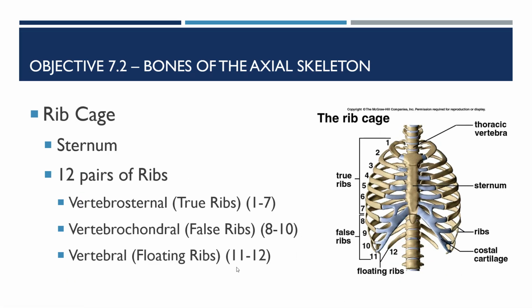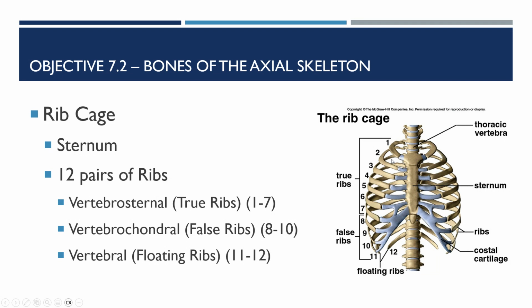Then we also have our rib cage or our thoracic cage, and this is going to serve to protect our heart and our lungs. And so we have the sternum that we commonly call our breastbone, and the sternum is comprised of 3 parts. We have the manubrium, we have the body, and we have the xiphoid process. And then we have 12 pairs of ribs. We can break them up into true and false ribs.